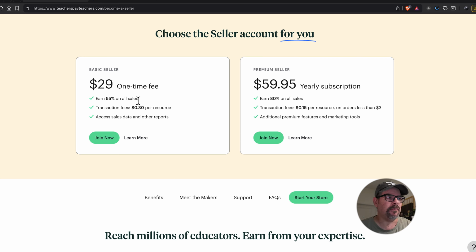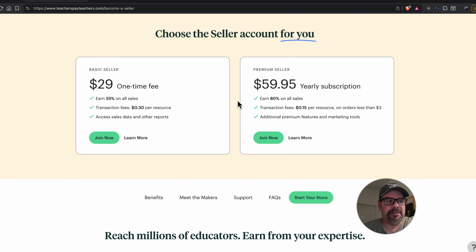Seems like, oh, maybe I'll pay $30 and get lifetime access, but that 55% commission is really quite a bit. You'd have to sell a product for pretty high to make some reasonable money, and then you have to remember there's that 30-cent flat fee.